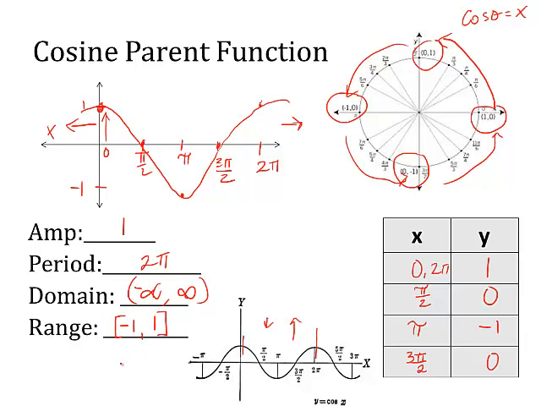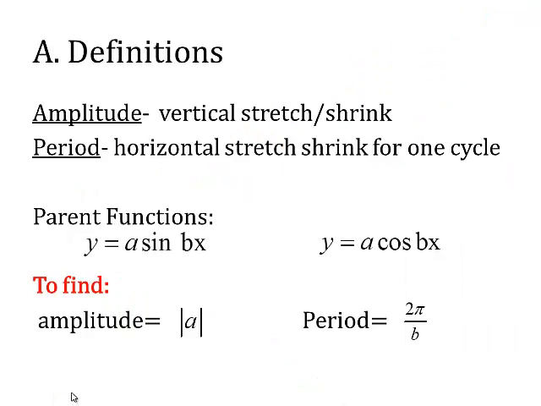Okay, so pause the video, write this on your parent function sheet, and then we'll be ready to move on to the next step. All right, some definitions. Amplitude, vertical stretch and shrink. All right, that's what we talked about with our curves. How far does it come off the midline, wherever the midline happens to be? Okay, that's my amplitude. Period is the horizontal stretch or shrink for the cycle.